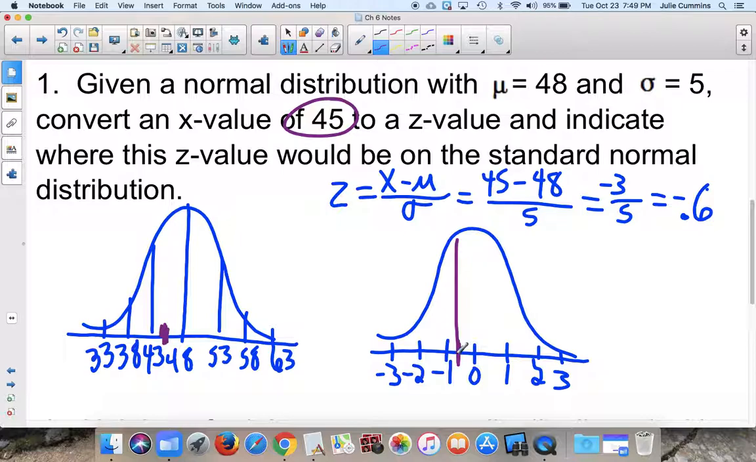Okay, so notice these are telling us the same thing. It's just that by converting to the standard normal distribution, we don't have to remake this every time. We can just stick with the 0, 1, 2, 3, and negative 1, negative 2, negative 3.